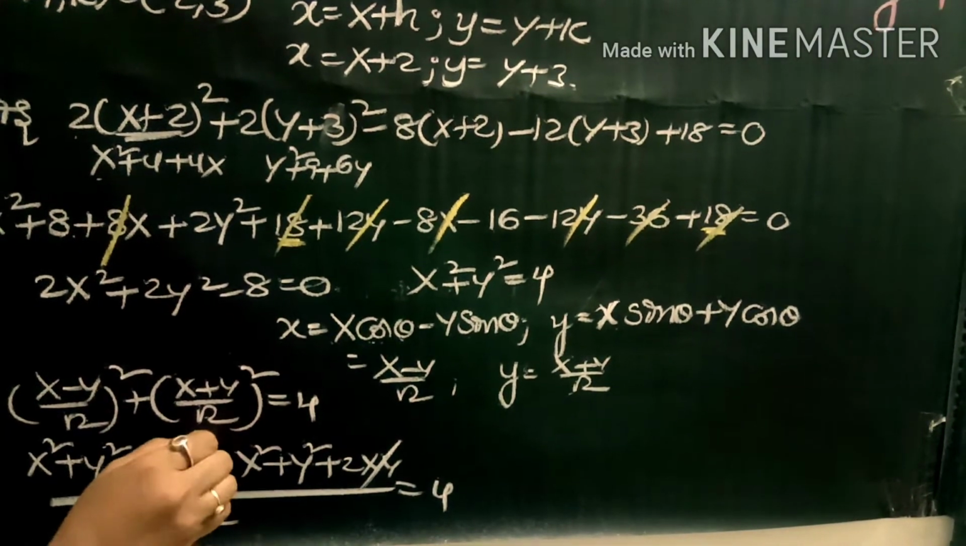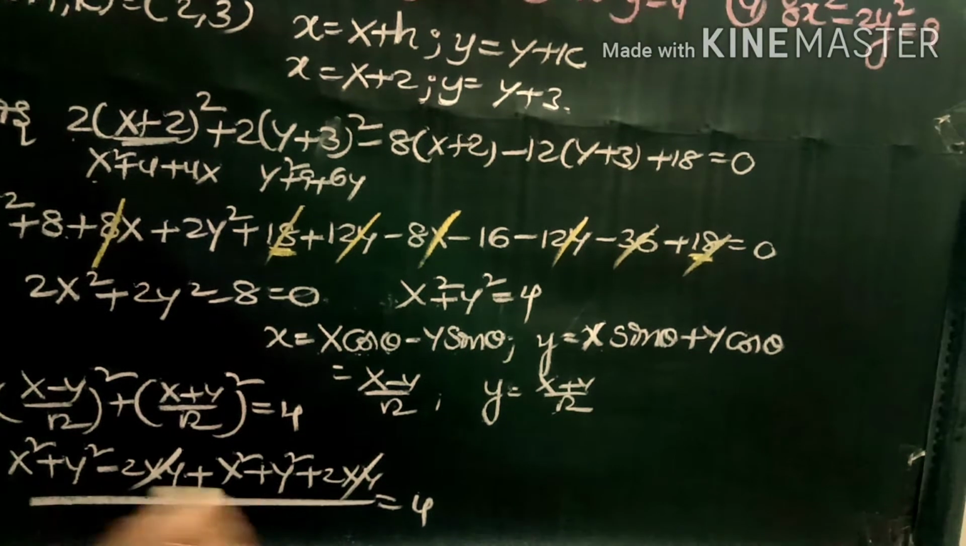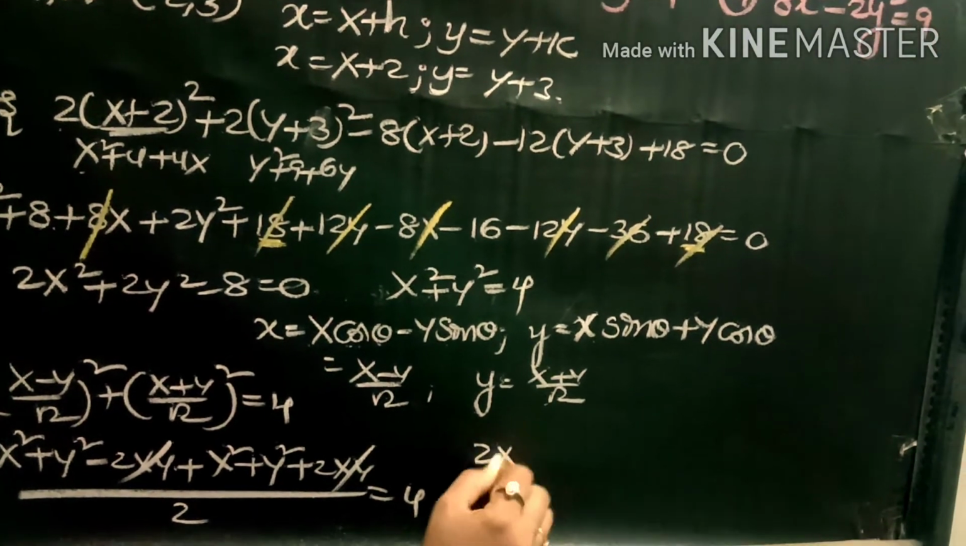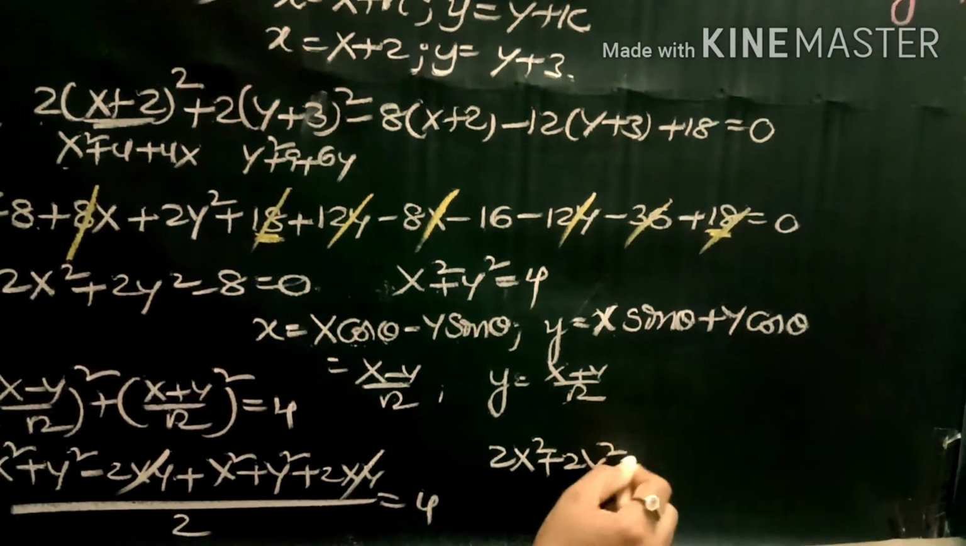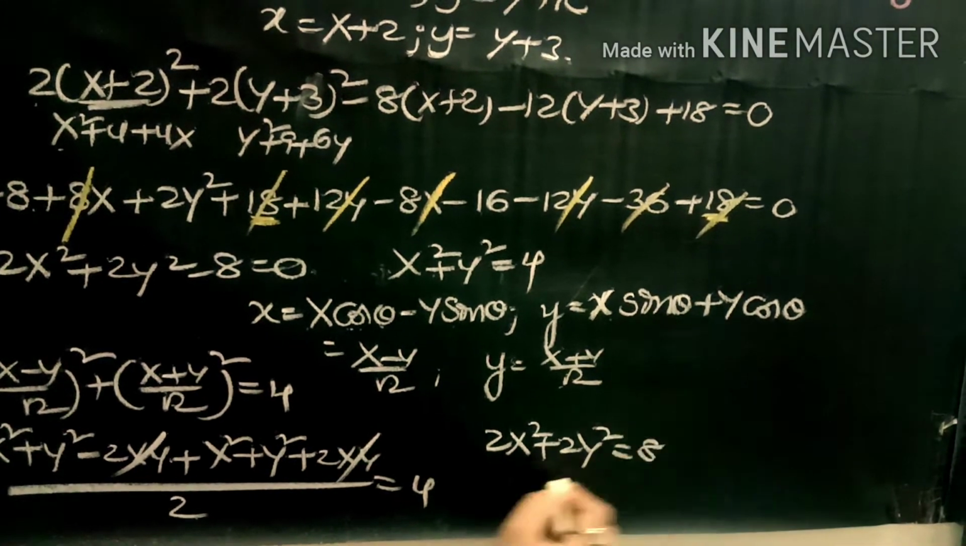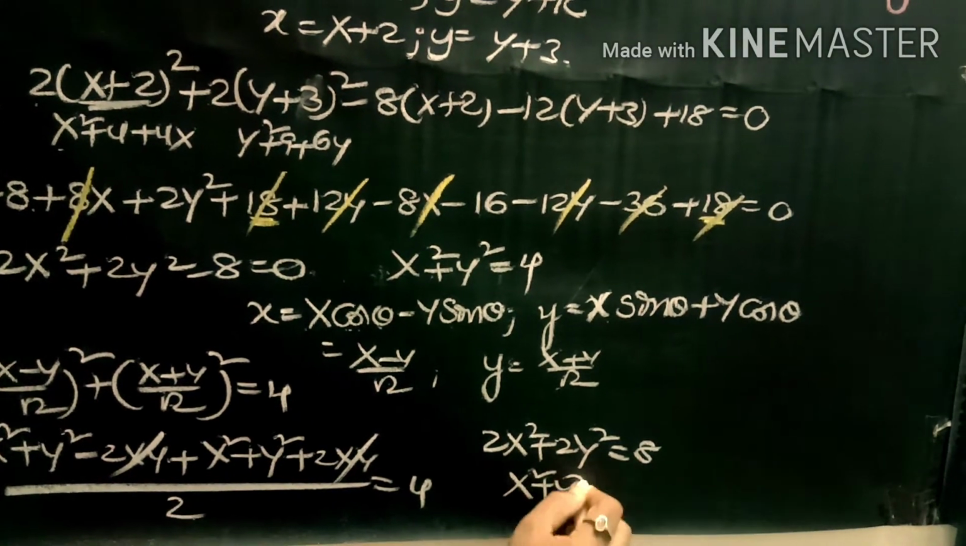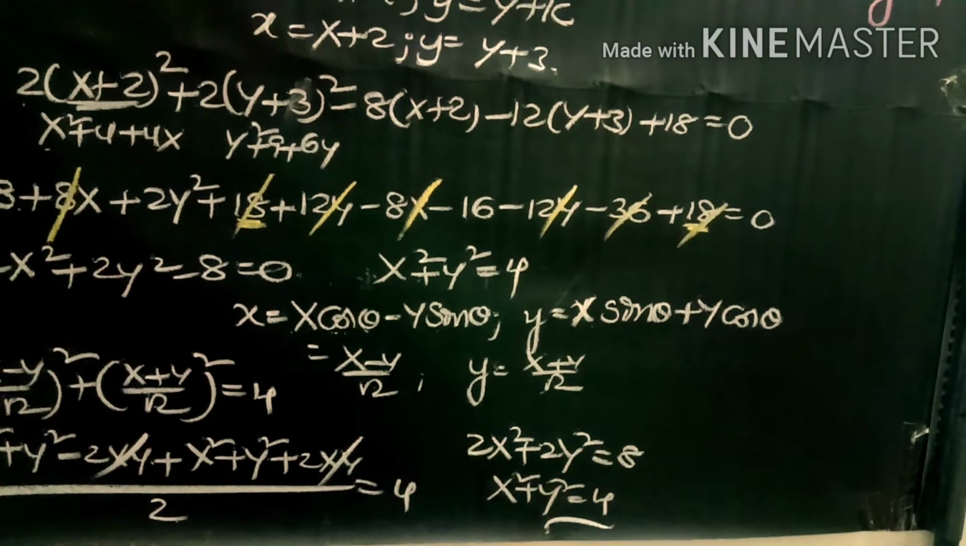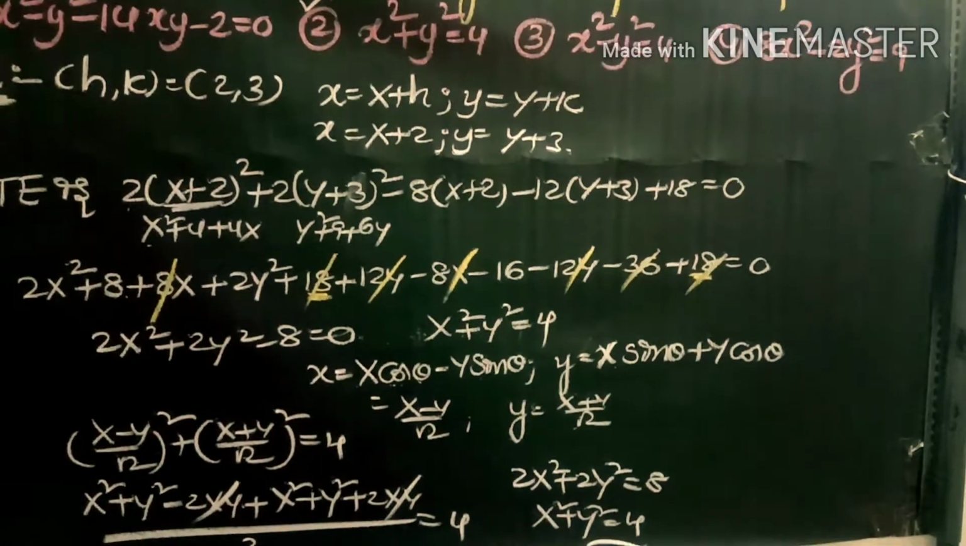Now, with minus 2XY and plus 2XY getting cancelled, writing the remaining values, 2X square plus 2Y square is equal to 4 times 2, that is 8. Then the answer is X square plus Y square is equal to 4. That is the second option.